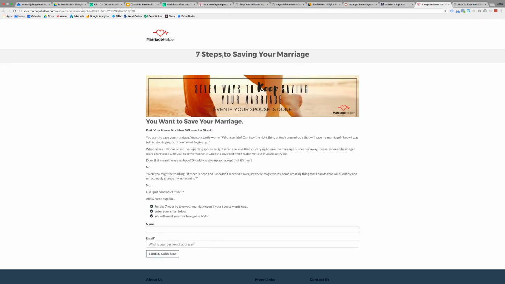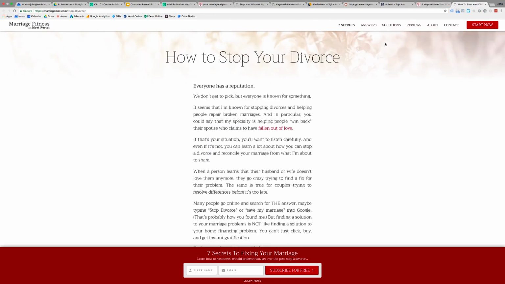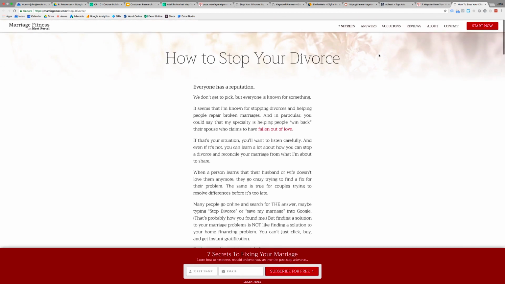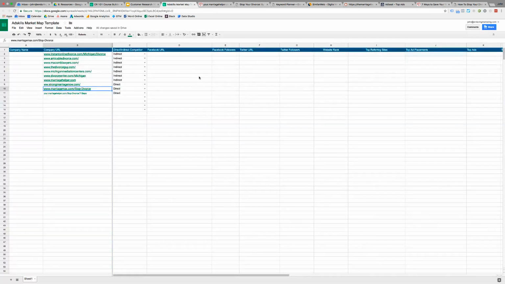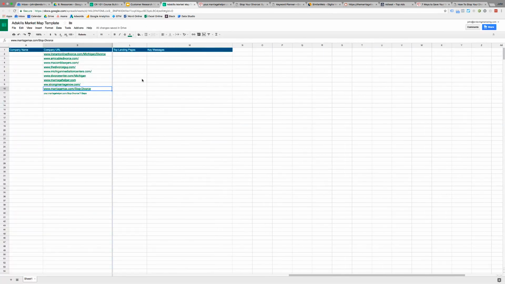Okay, so now I've got Marriage Helper and Marriage Max both pulled up at the same time. They both have 7 steps to saving your marriage. That'll be important to know over here in the messaging, the key messages. Both have 7 steps. I want to say that's a commonality between them, because it's important to know whatever other people are doing, how we're going to leverage and piggyback. We've got a different offer.